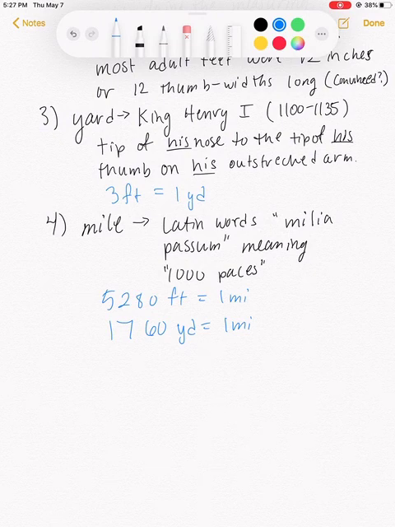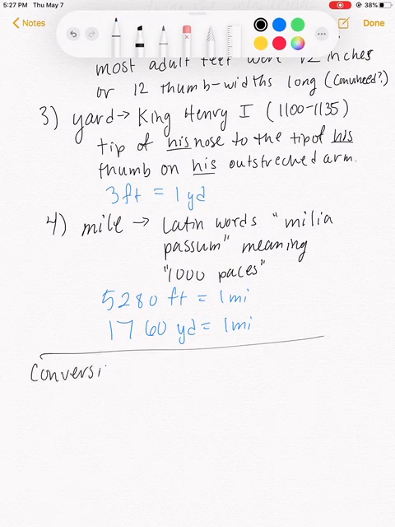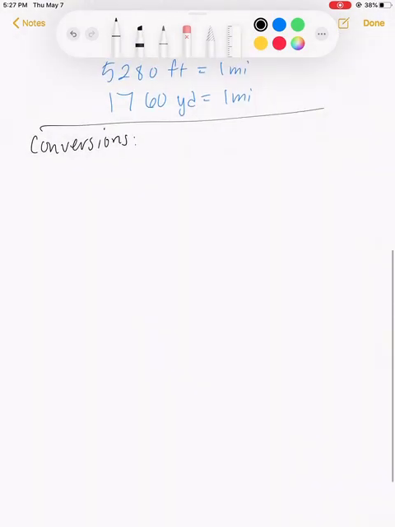So that's where our U.S. customary lengths come from. The system is very old, and notice the numbers are like 3 feet in a yard, 12 inches in 1 foot, 5,280 feet in a mile. So they're not too confusing. Let's go ahead and do some conversions with these, just some more practice.